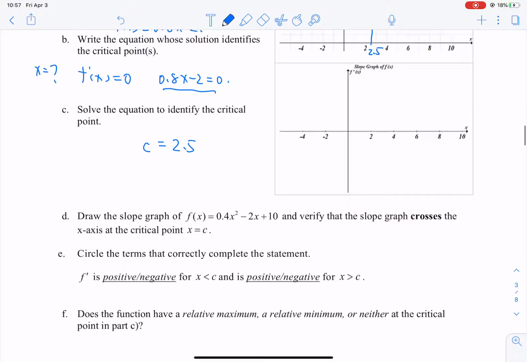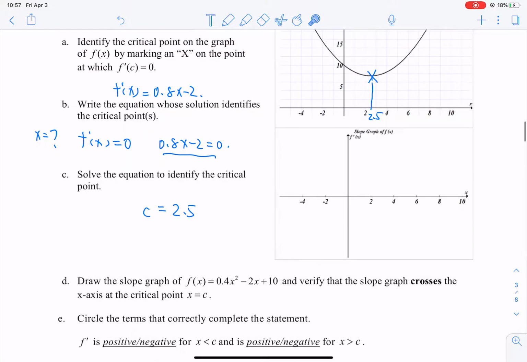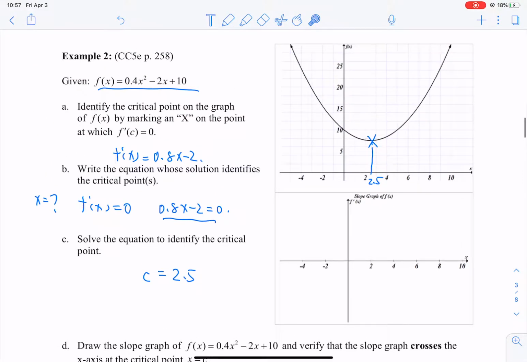And question D, draw the slope of the function graph f of x and verify that the slope graph crosses the x-axis at the critical point c. So this is from the last chapter. So make sure that at your point 2.5, the derivative f prime of 2.5 must be 0. Then the rest part will be.